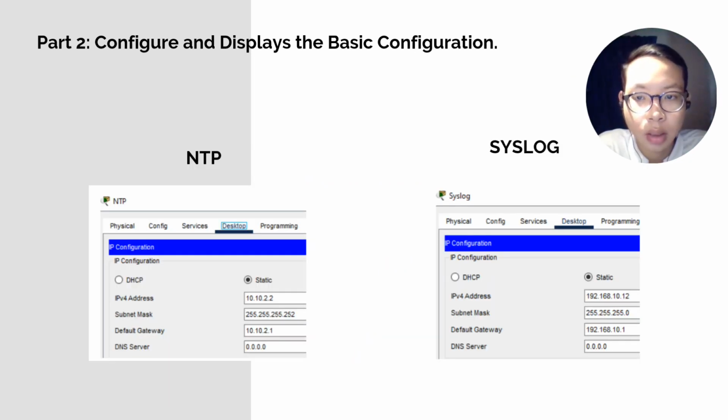Then for the NTP and syslog, we do a static IP configuration. For the NTP, the IP address is 10.10.2.2. And for syslog also, the IP configuration is static. The IP is 192.168.10.2.